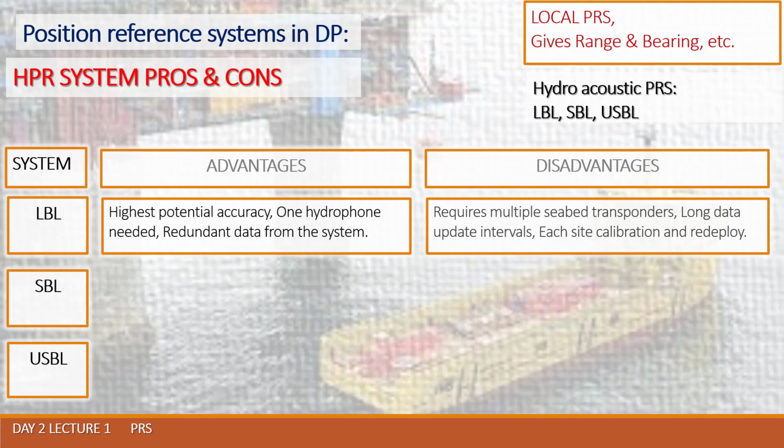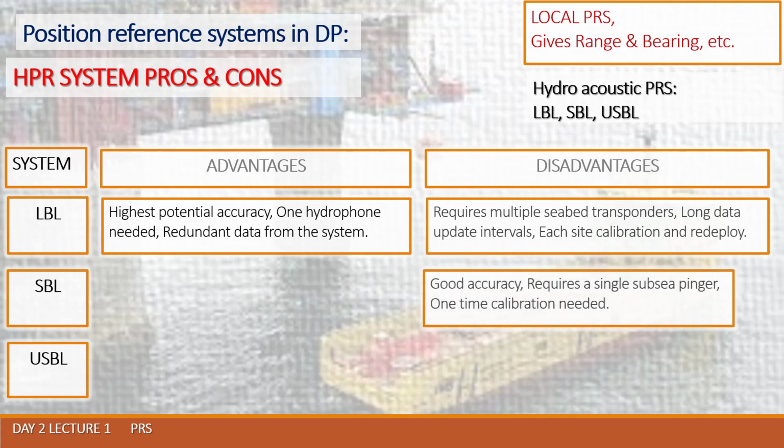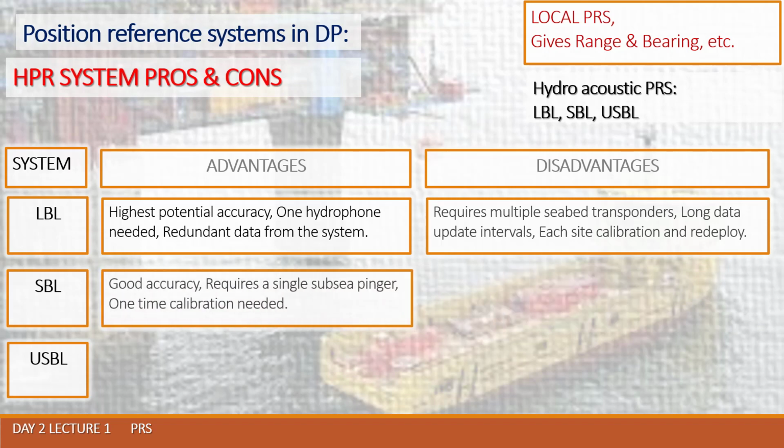Short baseline system has good accuracy, requires a single subsea pinger, and only one-time calibration is needed. Accuracy depends on the MRU, which is the module that measures pitch, roll and heave, and a heading sensor. Multiple hydrophones through the hull are required.